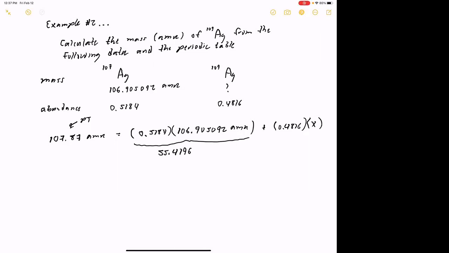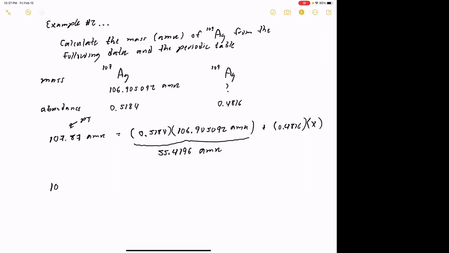And again, that's what the calculator gave me. So I'm going to carry all that through. That's in AMUs. Okay. So now what do I do? What does my algebra tell me I have to do? Well, I have to take that to the other side, don't I, and subtract it.